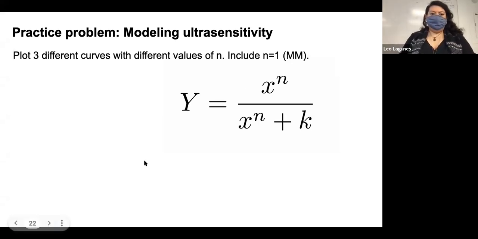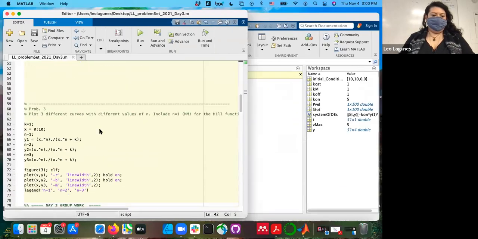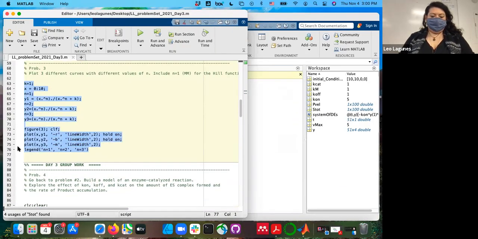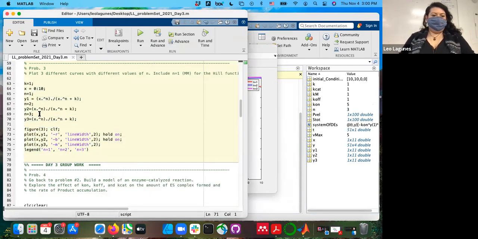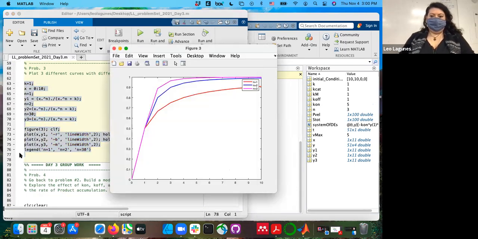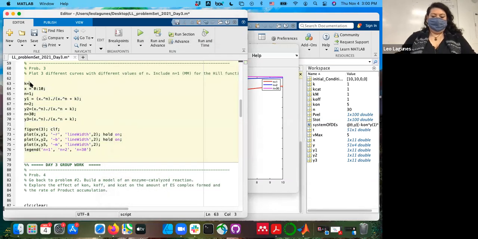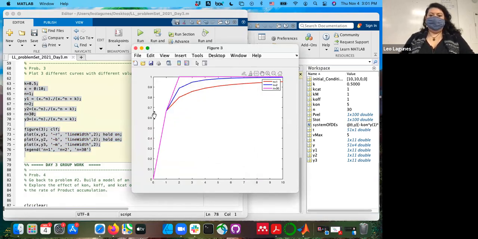Okay, so hopefully you were able to plot some of those. I can share some of mine. I think I plotted them all together. Yeah, so I did n is 1 in red, n is 2, 3, and we can even change it to 30, so we can look at them all together. You can see that there's a quick response for n equals 30. And you can change around the k as well.